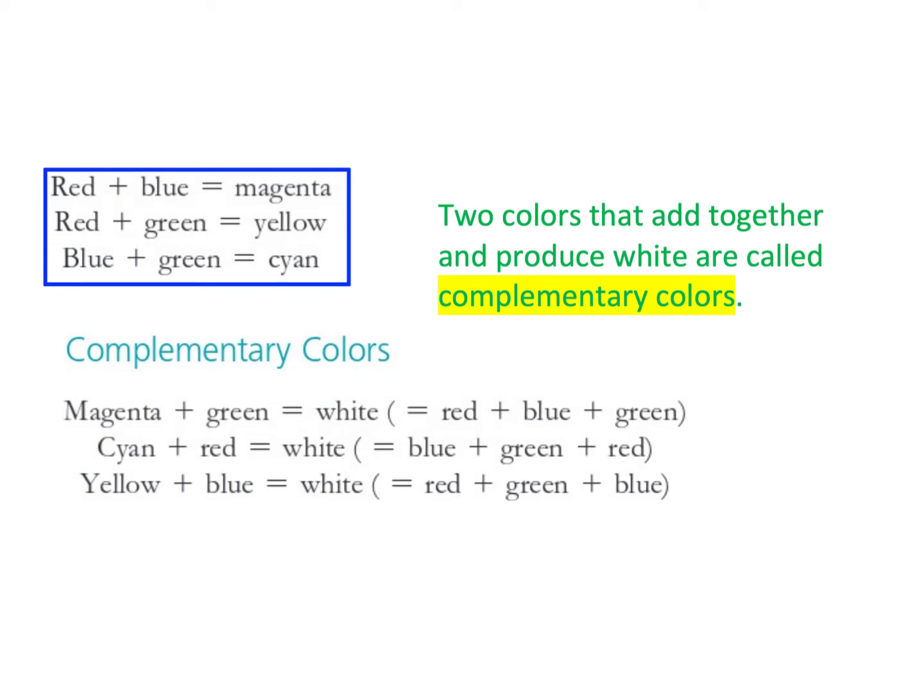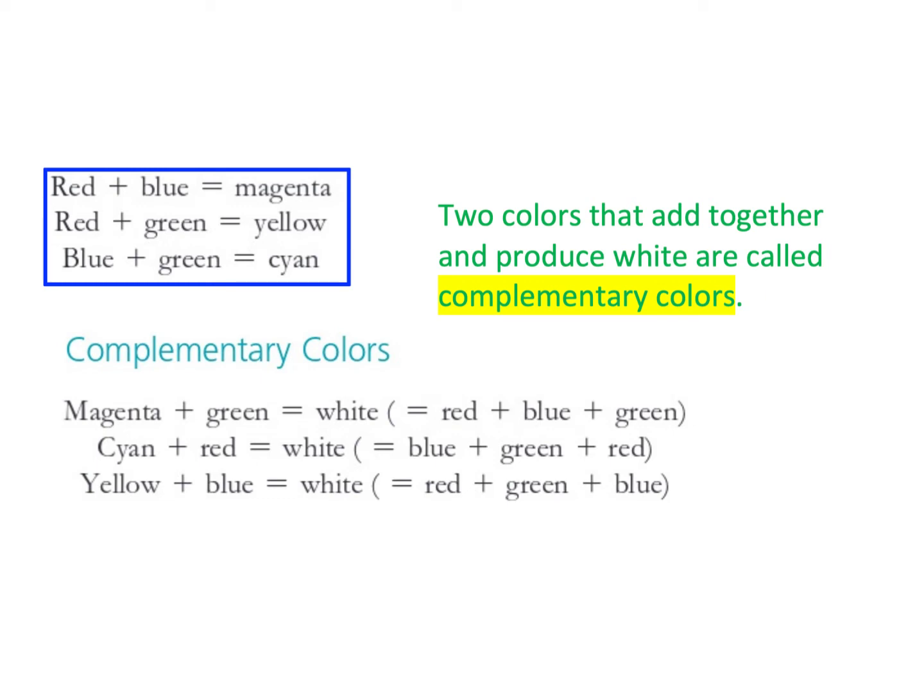complementary colors. So here's the rule, and I've got it up here in green. Two colors that add together and produce white are called complementary colors. And again, that's complementary with an E. Complementary colors are two colors that when you add them together, they make white.